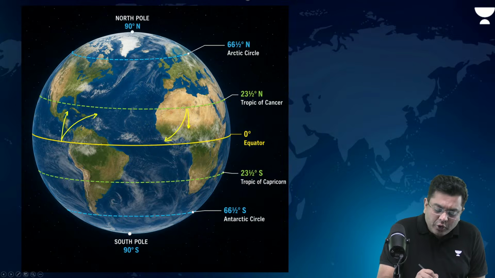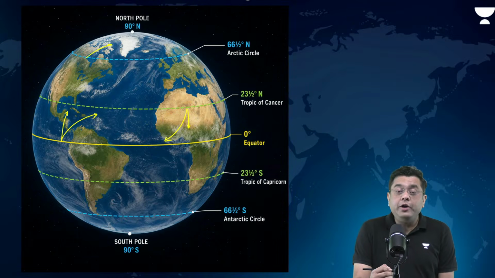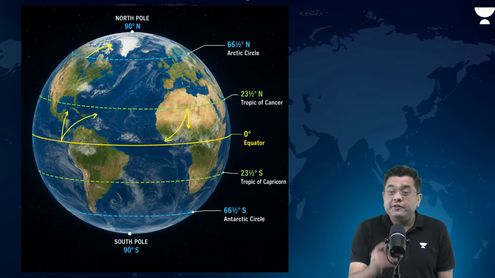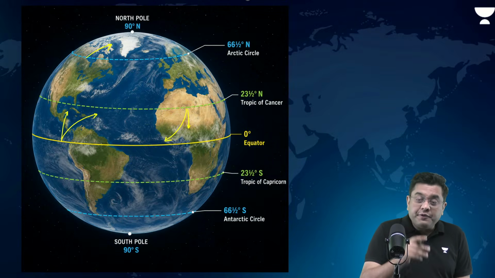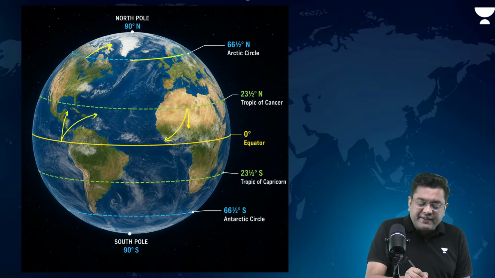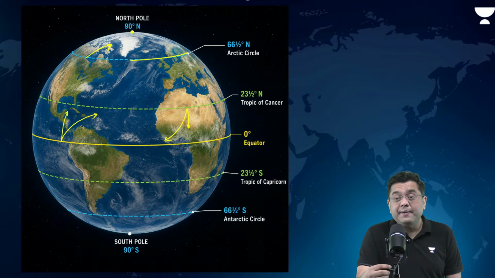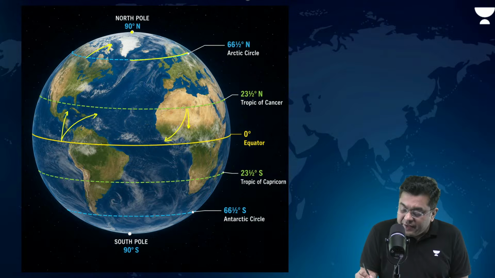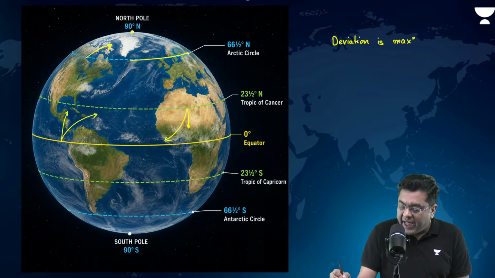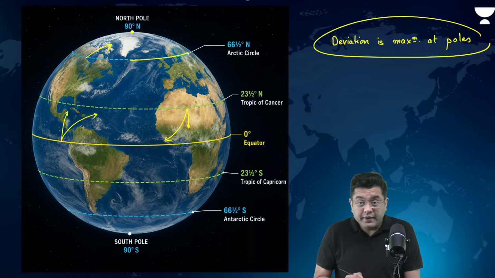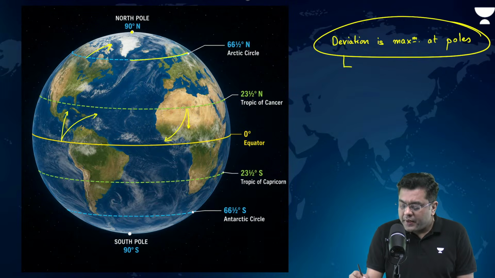What about the region of the poles? Now, what is the speed of rotation at the region of the poles? Speed of rotation is zero. So the difference of speed between, let's suppose, the Arctic Circle and the pole is going to be very high. That is why deviation is maximum at poles always. Why? Because speed of rotation is zero.